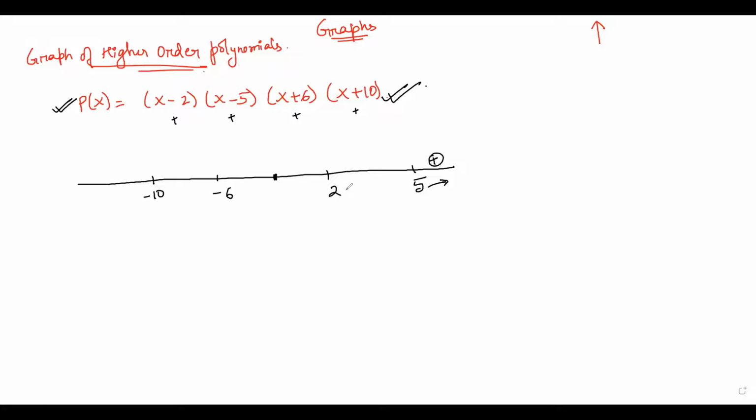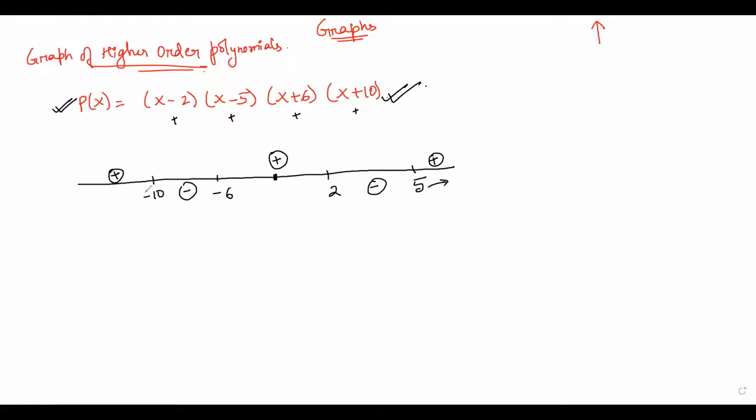In a similar way, for values of x between 2 and 5, this polynomial p(x) would be attaining negative value. Between minus 6 to 2, it would be again attaining positive value. Between minus 10 to minus 6, it would be attaining negative value. And for values lesser than minus 10, this polynomial would again attain positive values.